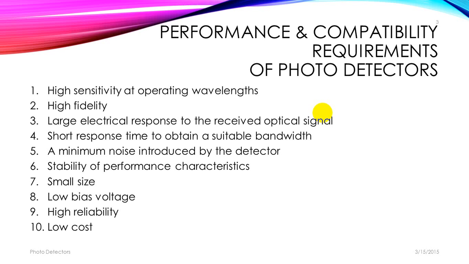Number 8, low bias voltages. Ideally, the detector should not require excessive bias voltage or currents. Number 9, high reliability. The detector must be capable of continuous stable operation at room temperature for many years, so the reliability should be high. And the last one is low cost. Obviously, economic considerations are often of prime importance in any large-scale communication system application.